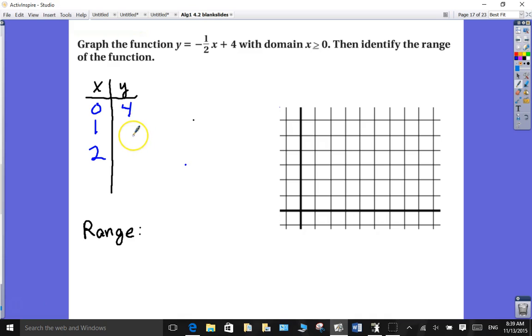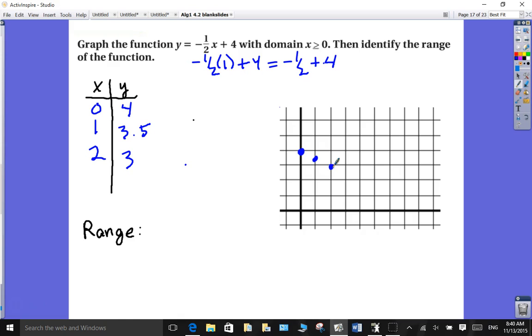When x is 1, y is negative 1/2 times 1 plus 4, 3.5, right? And what about 2? It should be 3. Right? 2 times negative 1/2 is negative 1. Negative 1 plus 4 is 3. So I graphed those 3 points: 0, 4; 1, 3.5; 2, 3. Okay, then what do we say we're going to do?